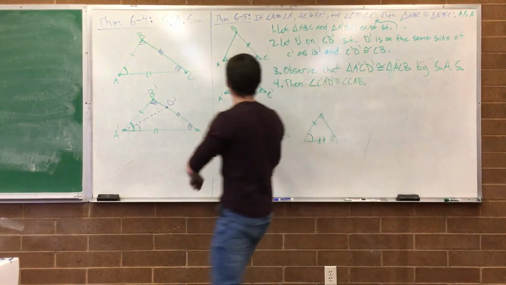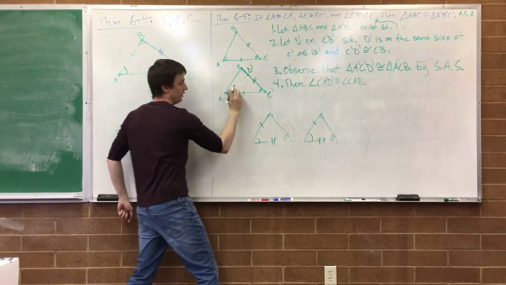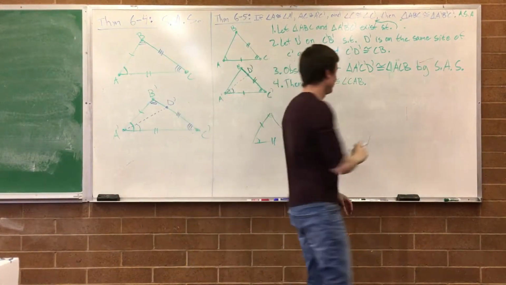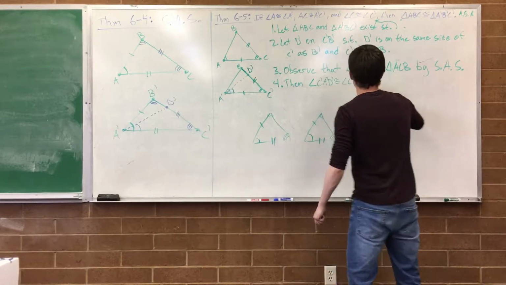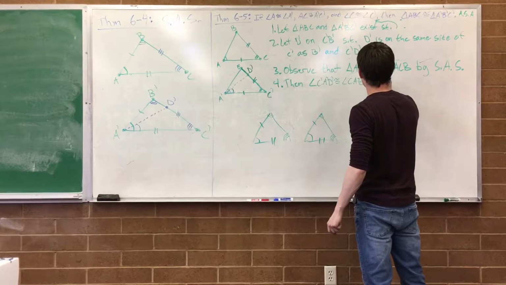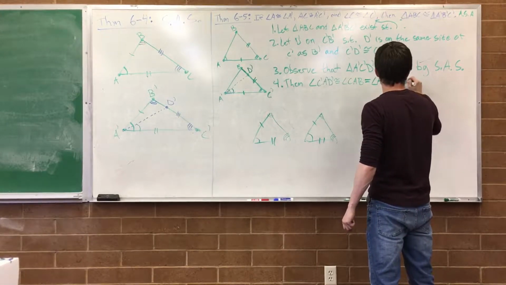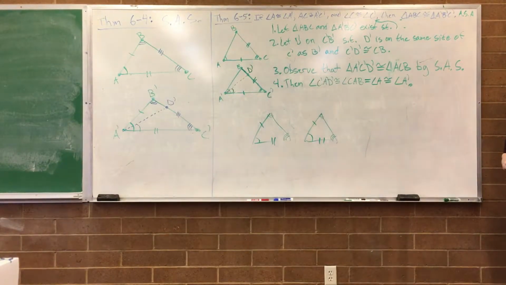So now we have that this angle is congruent to this angle, which is also congruent to that angle. So then that is equal to A, that's just another name for angle A, and it is congruent to angle A prime. You follow that? Okay.